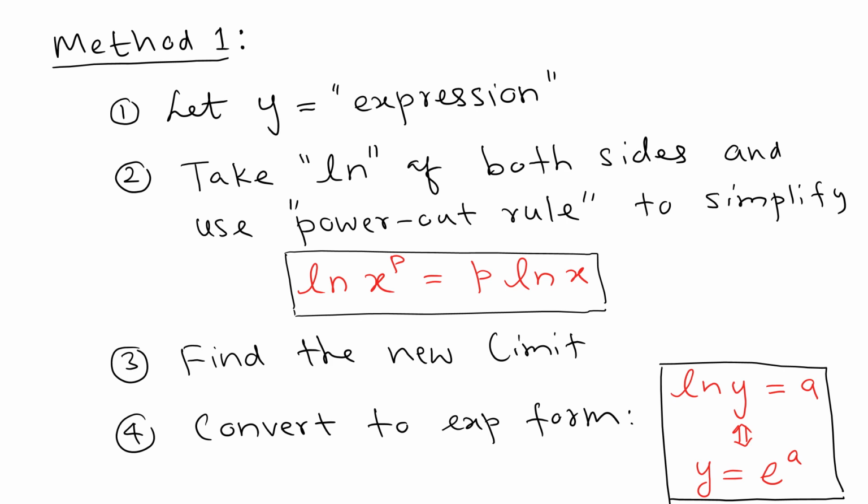So there are 4 steps to do a problem like this. You take y equal to the expression, take the natural log as the second step, use the power rule to simplify, and then find the new limit. Once you find the limit, you convert that into the exponential form, and then you get the answer. So let's look at a problem and see how this is going to work.